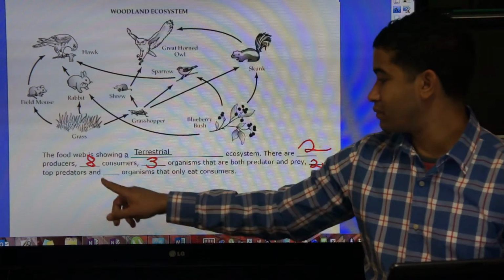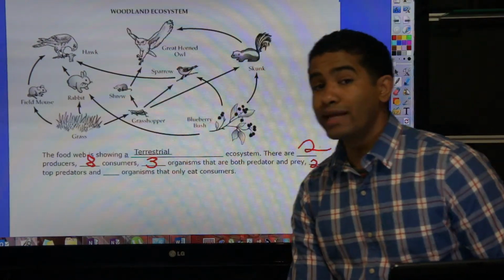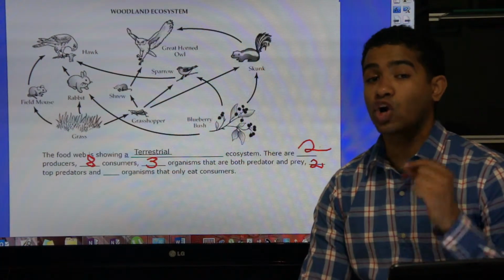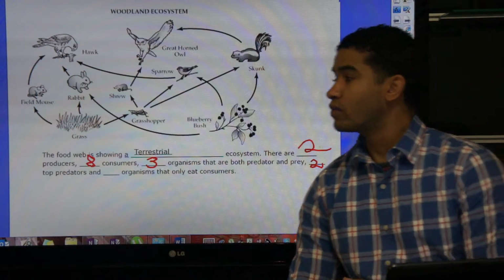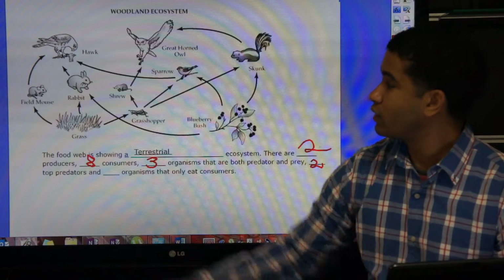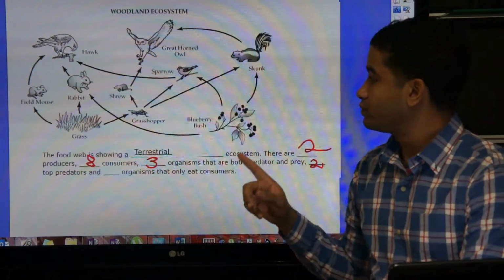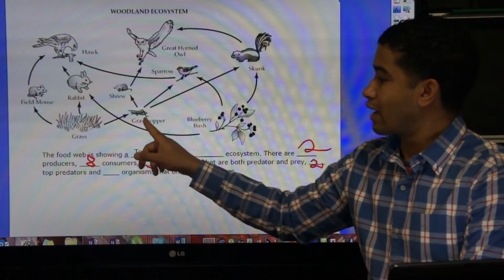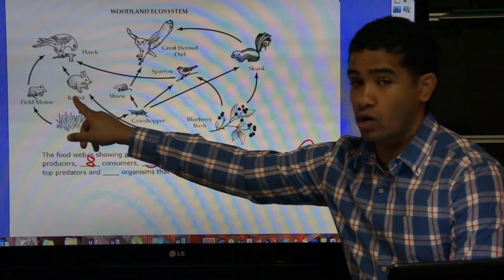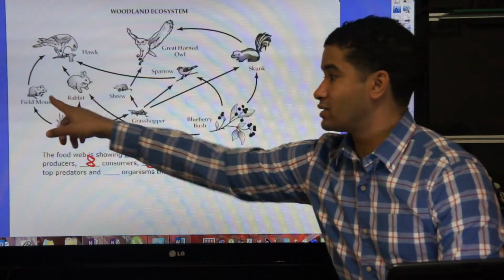Alright, and blank organisms that only eat consumers. So only eat consumers means that they are carnivores. So let's point out our carnivores. The hawk is a carnivore. The great owl is a carnivore. Grasshopper, herbivore. Rabbit, herbivore. Mouse, field mouse, herbivore. That means they only eat plants.